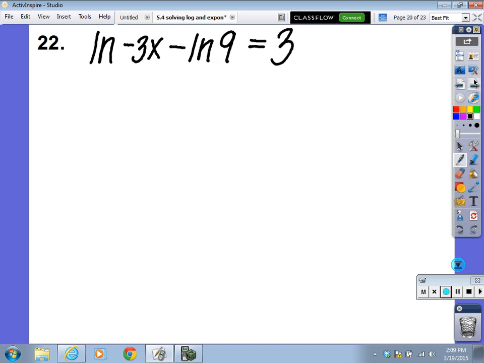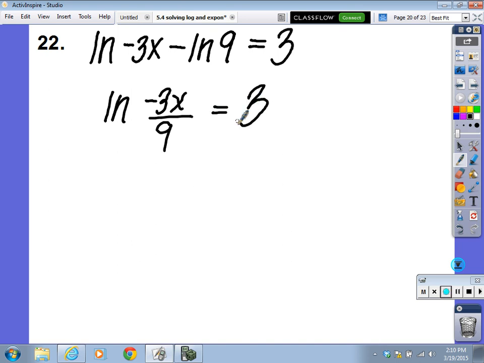Okay, so I'm going to do this one. We have ln of -3x minus ln of 9 is equal to 3. Before we can undo ln, we've got to combine it into one ln. So properties of logs will be the same for ln. So we have ln of -3x, and then we'll be dividing by 9. Is anybody confused about that? So this is number 22, which is equal to 3.